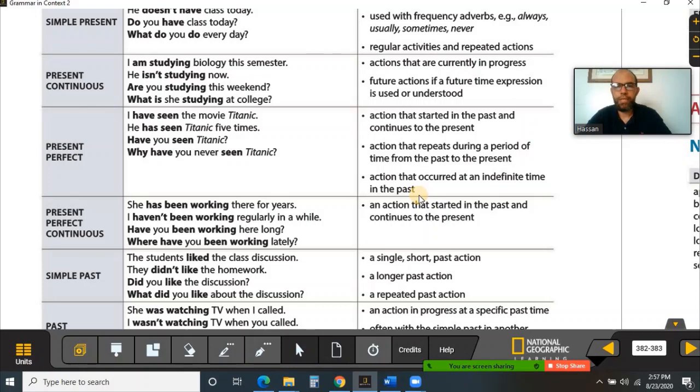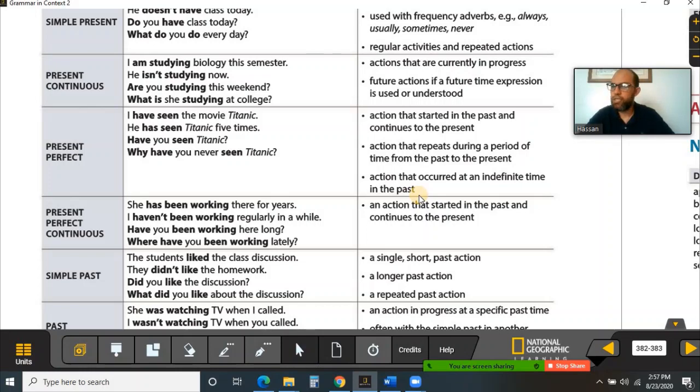So let's put it this way. The difference between simple past and the present perfect is that when we know when the action happened, we have to use simple past. Like, I watched a movie last night. The action of watching the movie happened last night.